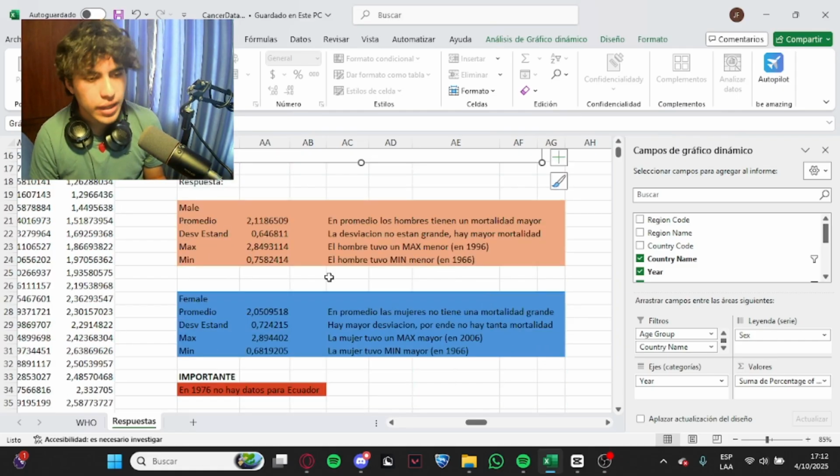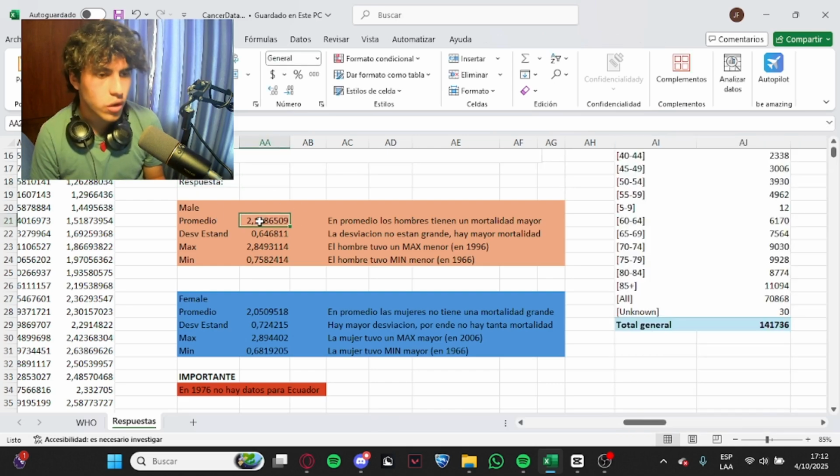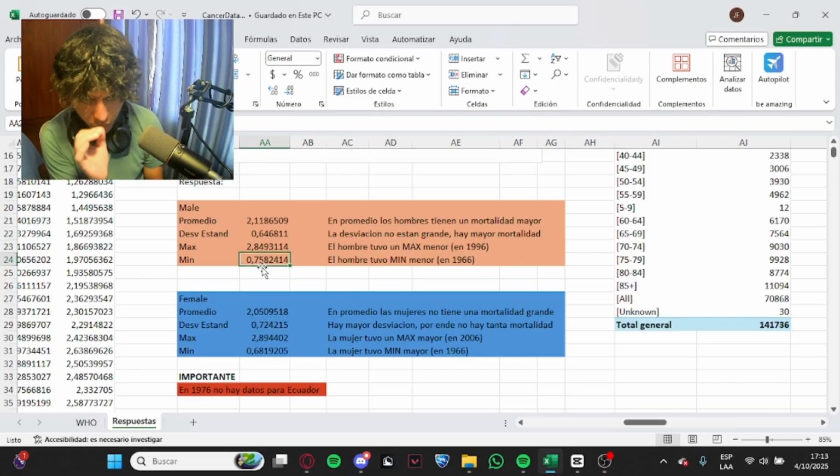And we needed to answer some questions. So first we had the average for each one of them, and we can see that the average for the male is a little bit higher, so they have a higher mortality rate. Then the standard deviation is as well, it's not so big, so they have a higher mortality rate than the female. This was really interesting.